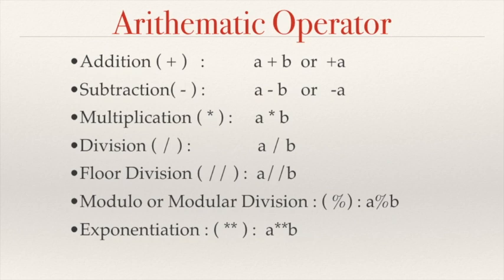Finally, at times we need to find values like a raised to the power of b. For example, 2 raised to the power of 3 is 8. This operation in Python is called exponentiation and is done using a double asterisk or double star symbol.